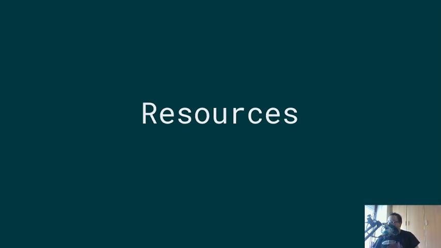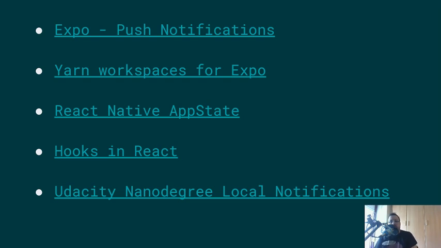Okay, as always, the resources for the lesson are: the official Expo push notifications documentation, the documentation for the package Yarn Workspaces for Expo, the AppState documentation for React Native in Expo, some information about hooks in React, and of course the content of local notifications in the Udacity Nanodegree URL, where you can see how to build those local notifications that we didn't see, because I wanted to show you a push notifications example and build it for you to have working.